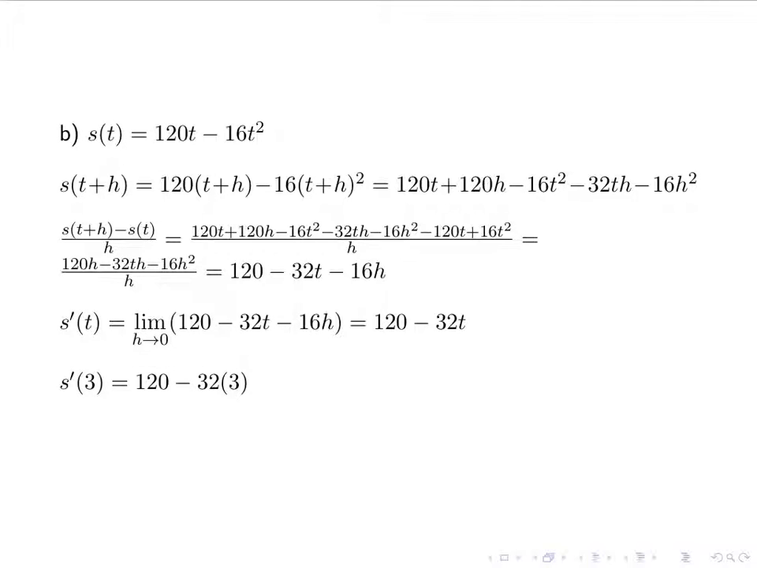Now remember, we want s prime of 3, so I'm going to plug in 3 for t, and I get 24. The units of this would be whatever the units of the displacement is divided by the units of time. So if position was given in feet and time was given in seconds, s prime of 3 would be feet per second.